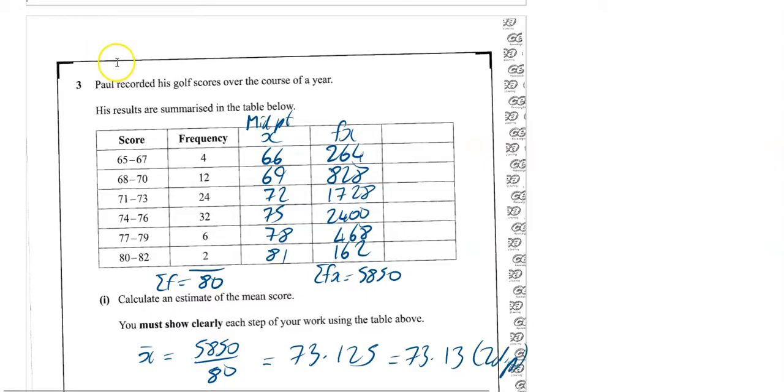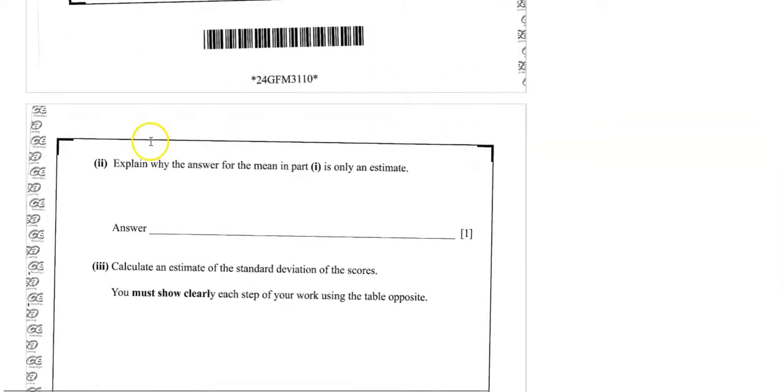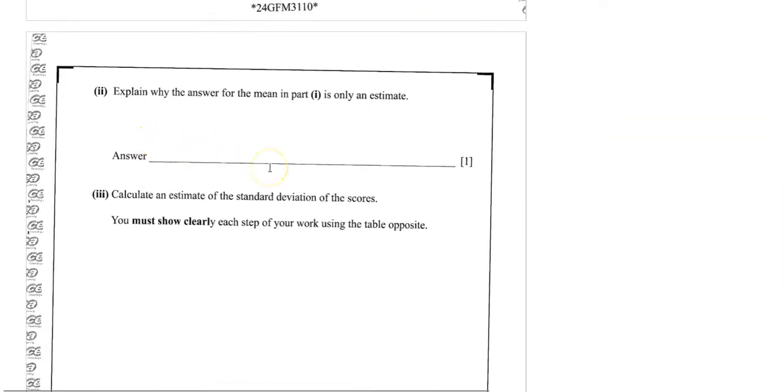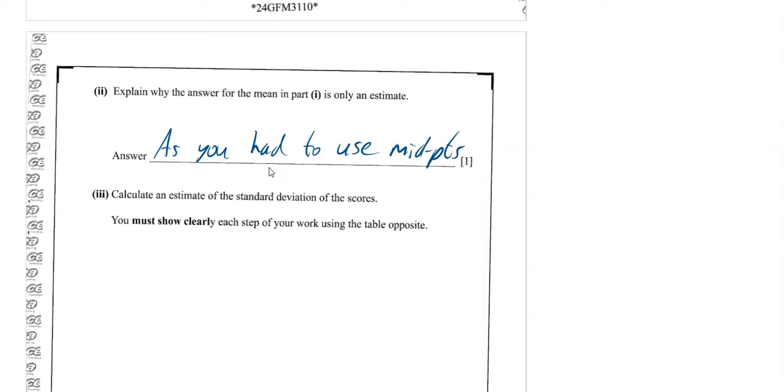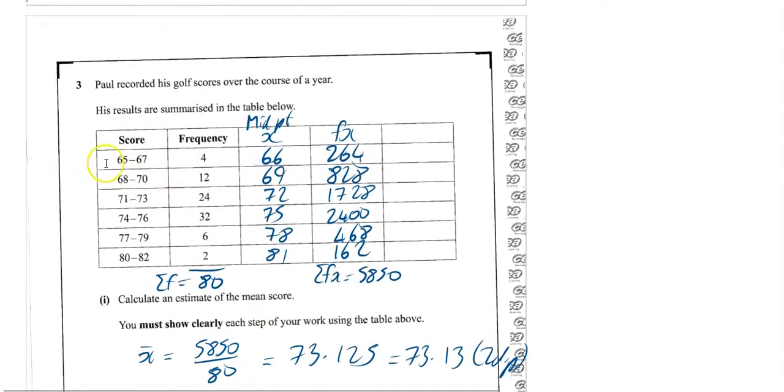Why is this answer for the mean only an estimate? You had to use the midpoints. So you didn't have the raw data, you didn't have all of the data, you had to use the midpoints. So for example here in the 65 to 67, there's 4 people. We do not know what they've actually scored. We know they scored somewhere in this range, and we've made an assumption that they've all scored 66, which may be true, but also it's probably more likely it's not true.